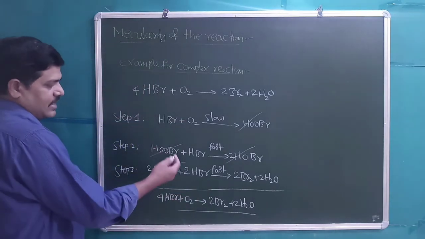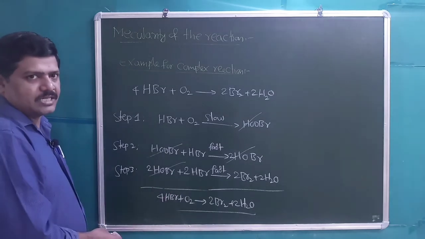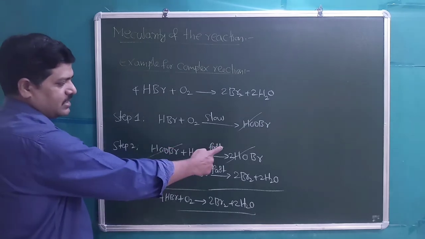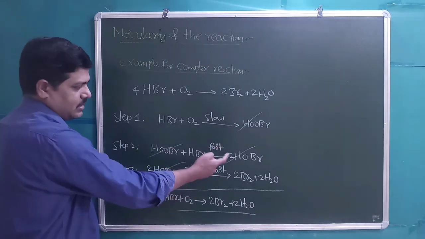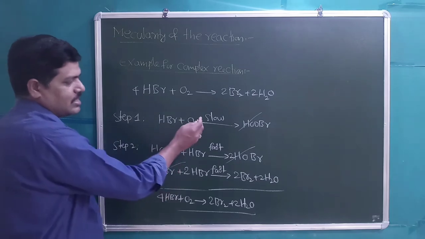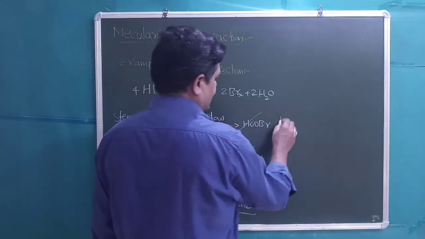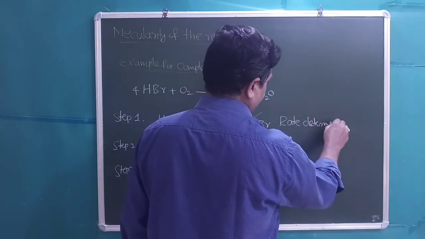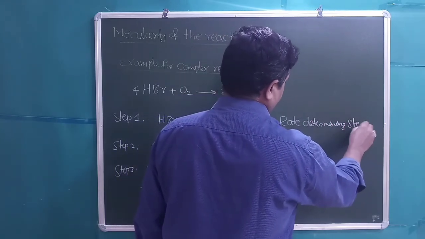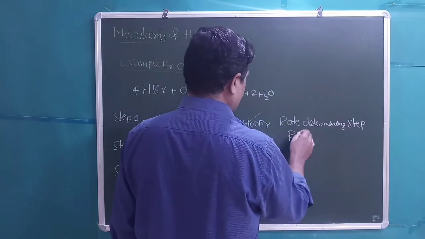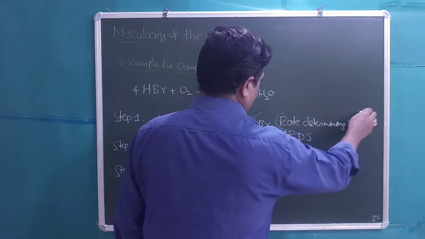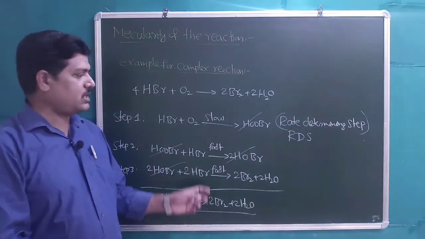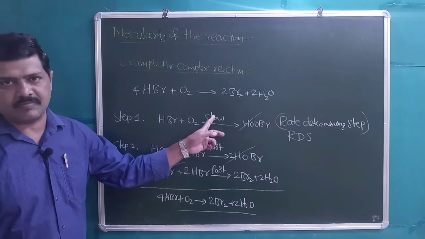Then students, the rate of a chemical reaction depends on the slowest step of the process. It won't depend on the remaining two steps which occur at a faster rate. The slowest step of the process is called a rate determining step. In shortcut, students, we can call it an RDS, rate determining step, because the rate of the chemical reaction depends on the slowest step of the process.